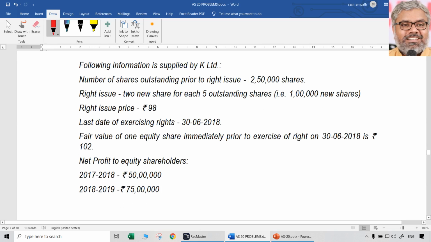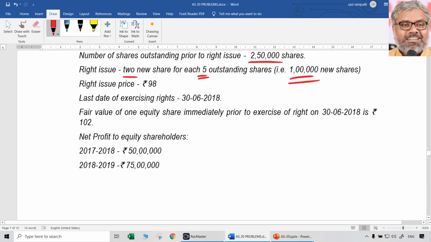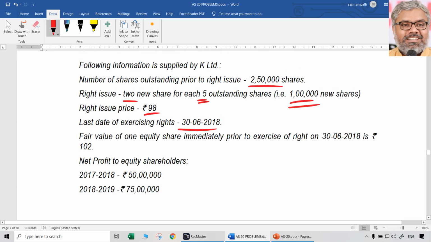Then question number 7. The following information is supplied by K Limited. Number of shares outstanding prior to the rights issue is 2,50,000 shares. Similar question on rights issue. And the rights issue is 2 new shares for each 5 outstanding. That means naturally 1 lakh new shares are to be issued as part of the rights issue. Rights issue price is 98 rupees. Last date for exercising it is 30th June 2018. And fair value of one equity share immediately prior to the rights issue on 30th June is 102.